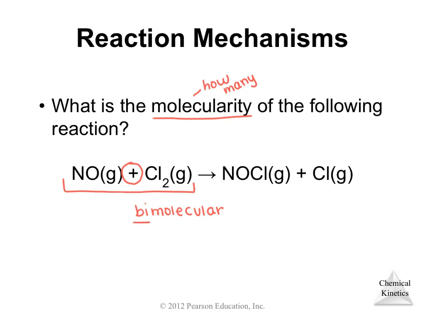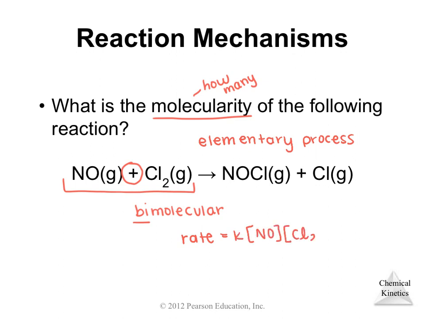If this were an elementary process, our rate law would be rate equals the rate constant times the concentration of NO and the concentration of Cl2, because it's just one of each, meaning it's going to be second order overall. This would be like the easiest type of reaction.